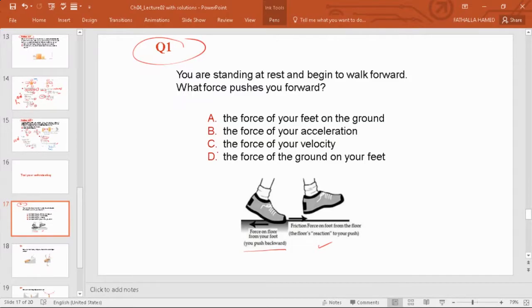So when you think about it, it will be the force of the ground on your feet that will basically cause you to move. We did not talk about friction. Friction in this case is important, otherwise you cannot walk. Okay.